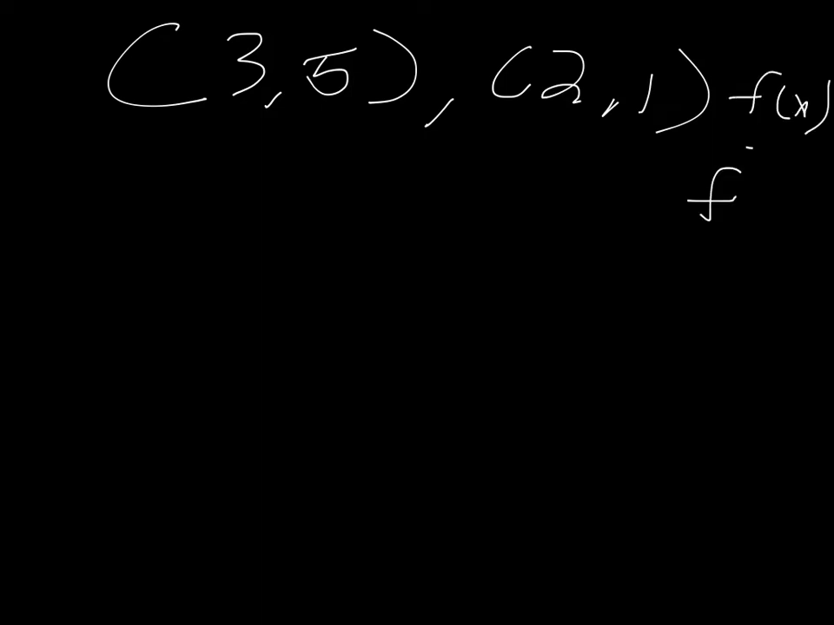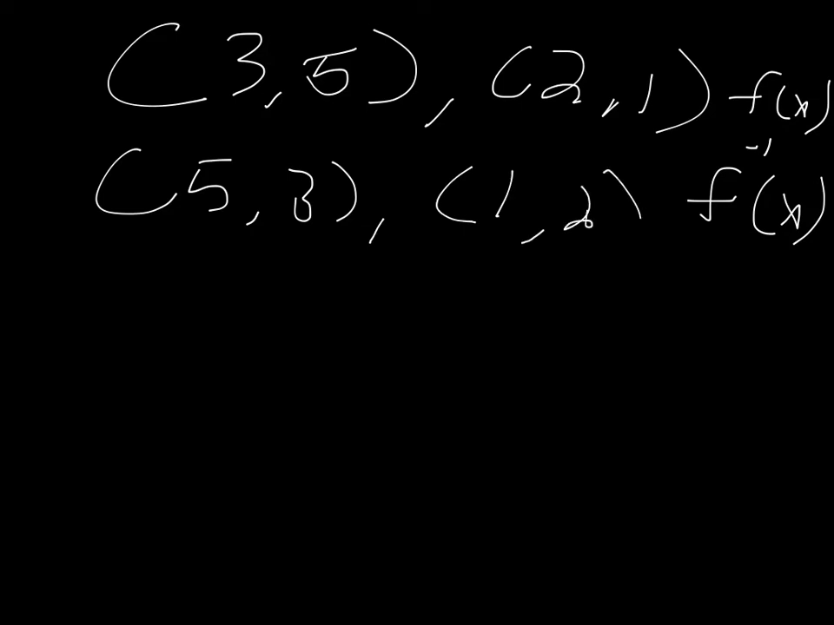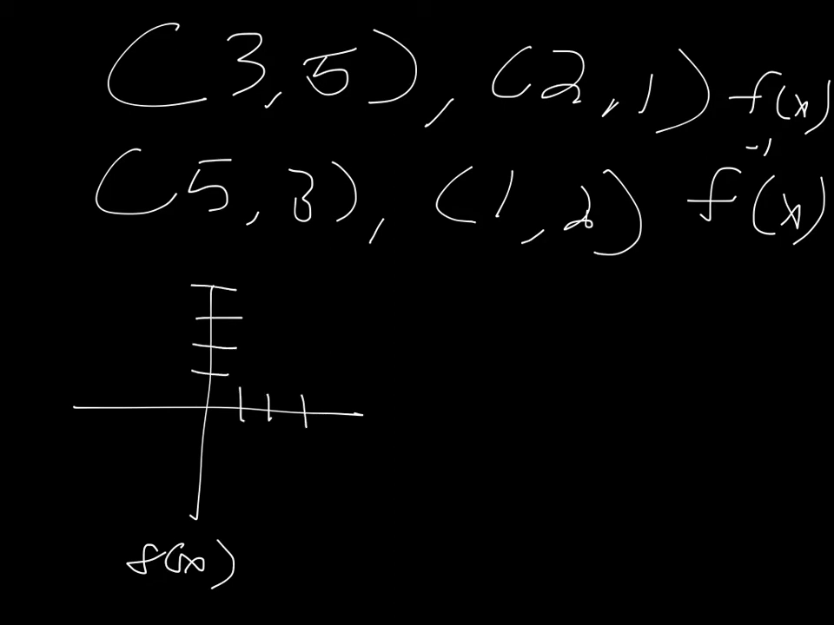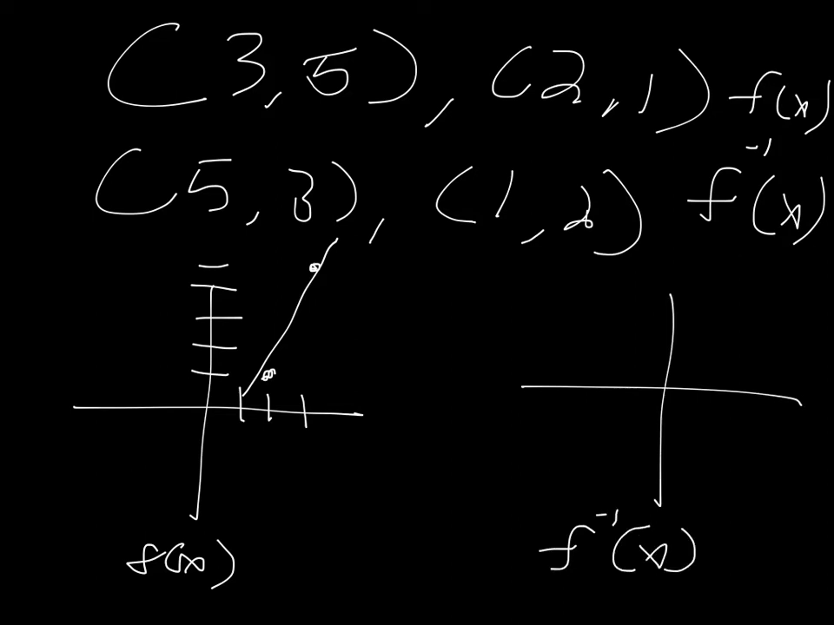If it asked you to find these coordinates for the inverse of f of x, all you do is switch them. So (5, 3) and (1, 2). Graphically, f of x would be through (1, 2) and (5, 3), like this would be your line. Your inverse function would go through (2, 1) and (3, 5), right here and right here. So those are inverses of each other.